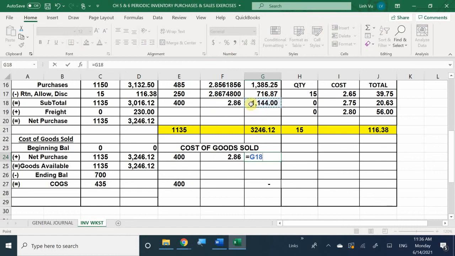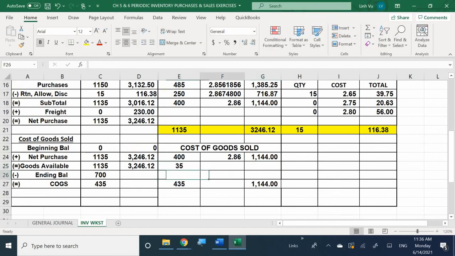Therefore, I don't need to calculate. I'm just going to copy the information down below. So I'm getting rid of 1144 already in total cost. So in this case, how many more items do I need to sell from my second batch? 35. We need to sell exactly 35. And in this case, which batch are we going to take from next? 250.